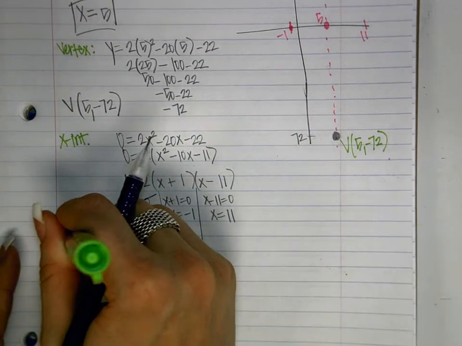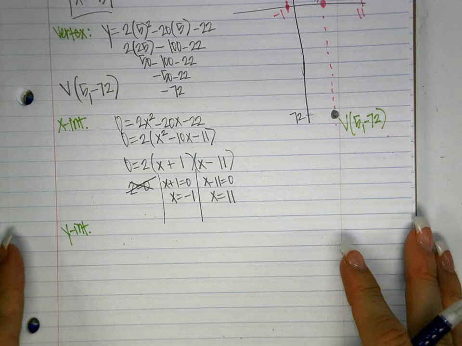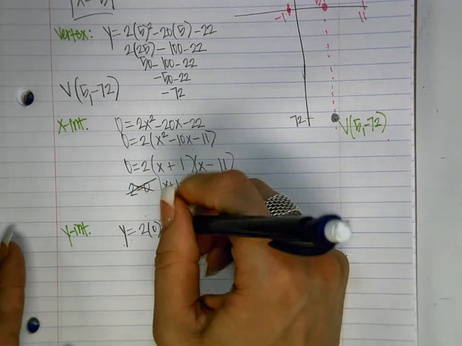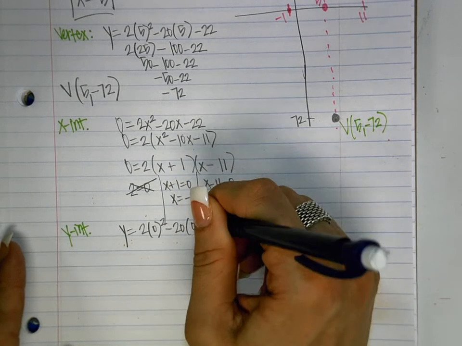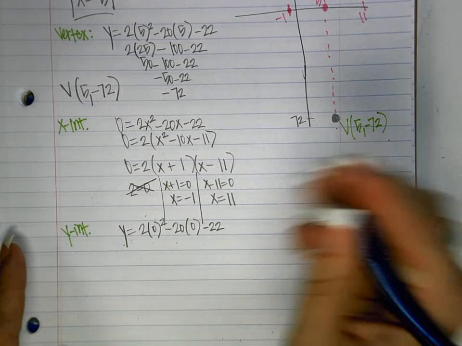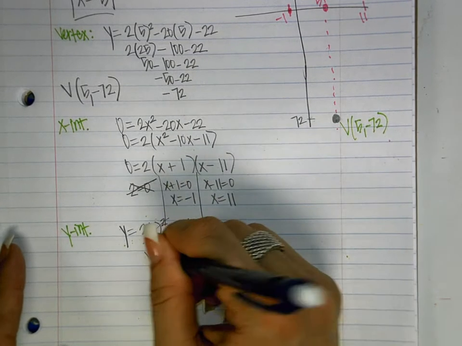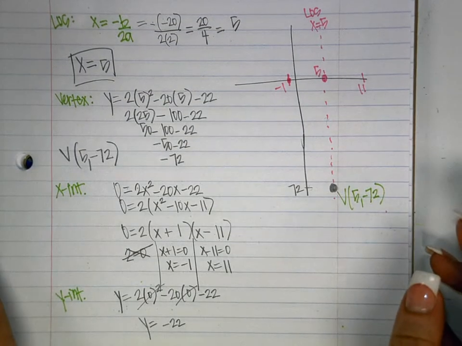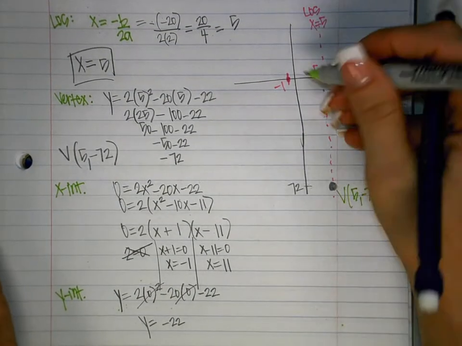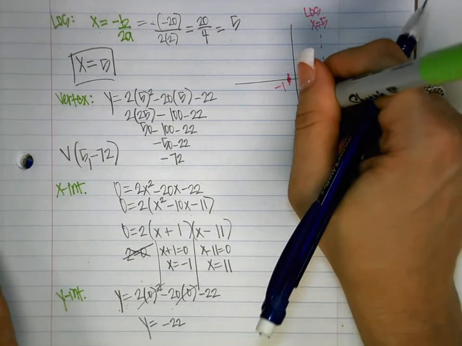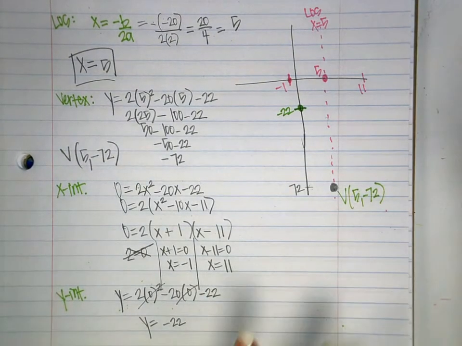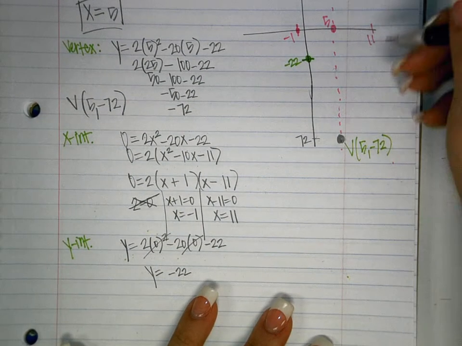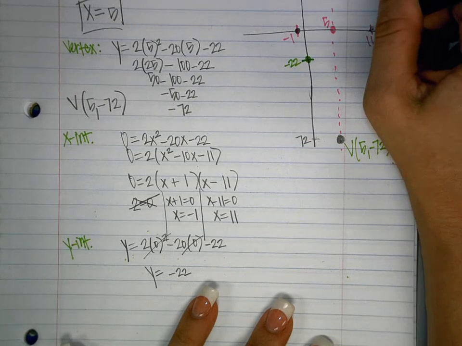To find my y-intercept, all you have to do is plug in 0 for x. So y equals 2 times 0 squared minus 20 times 0 minus 22. These all go away, so my y-intercept is just negative 22. When I graph that, I'm going to guess it's about right there. So that's negative 22. That's where we'll cross the y-axis. The y-axis is the up and down one. And then connect your points. So we know it goes through negative 1 and through positive 11.